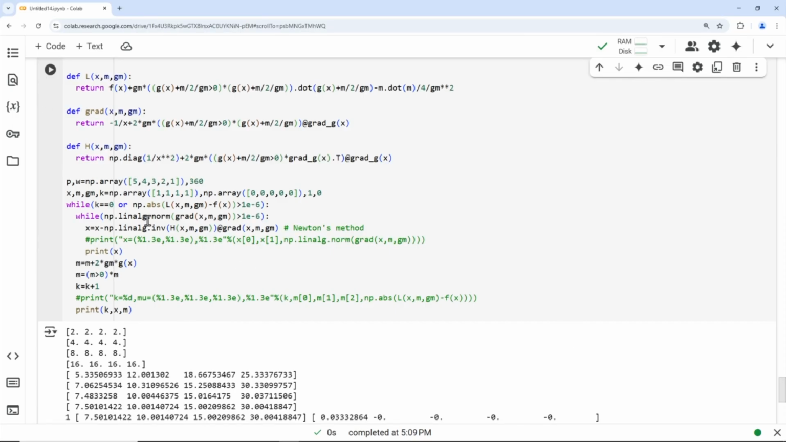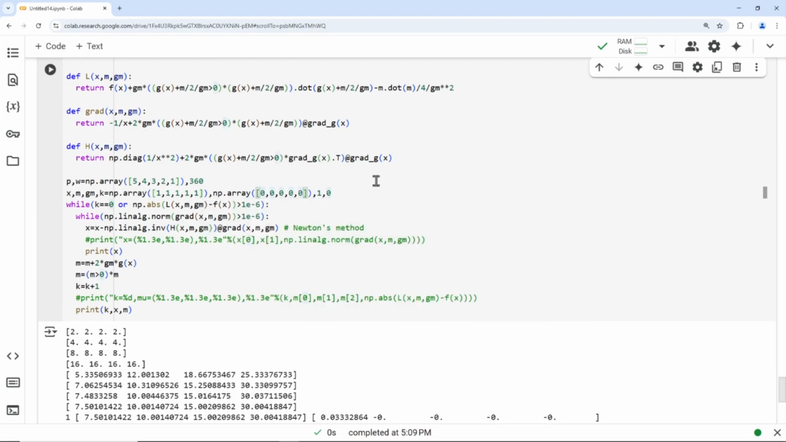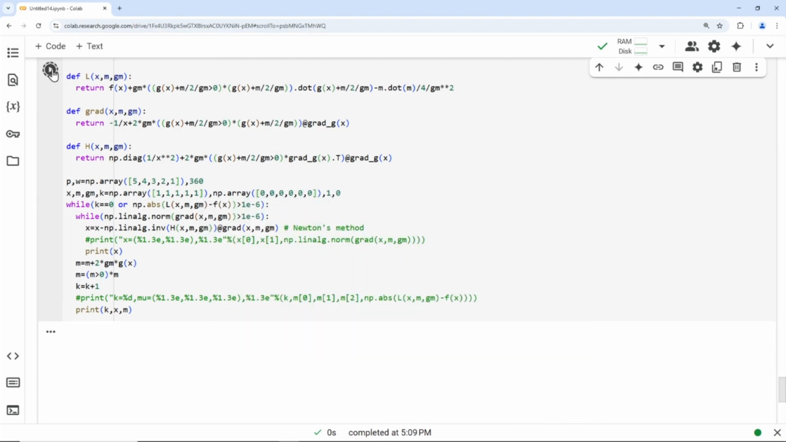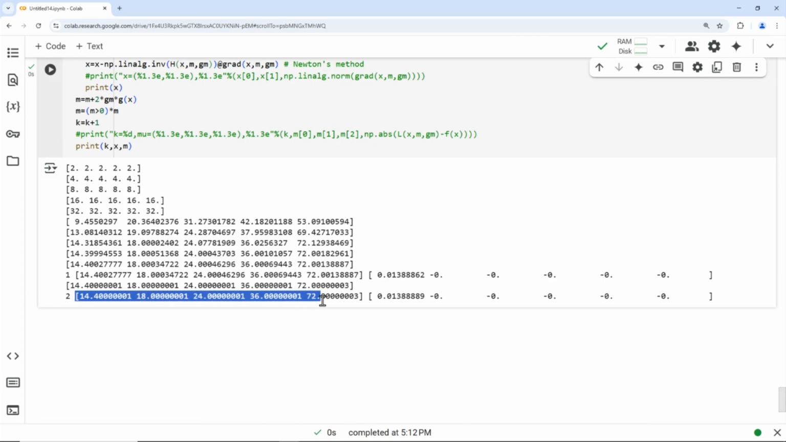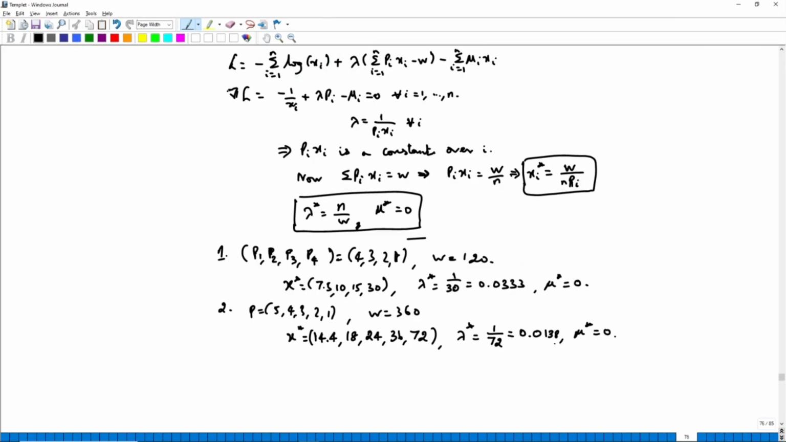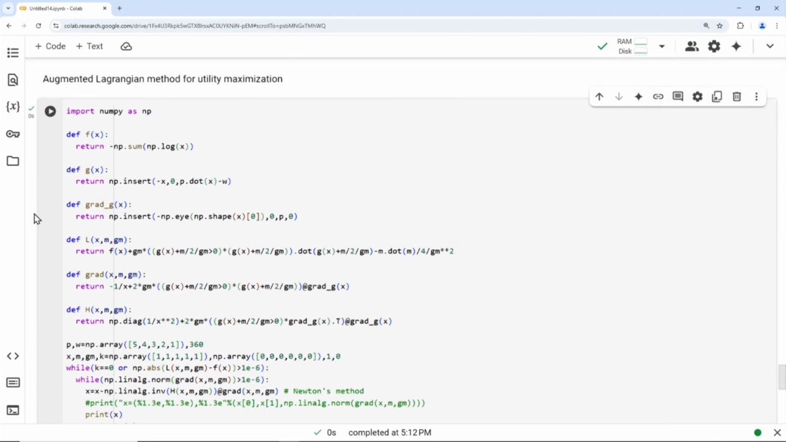Fine, but now I have to modify this as well. X, the starting point, is 5 ones and mu is 6 zeros. So let's check if it works. Okay, so you have the answer here: 14.4, 18, 24, 36 and 72, and this is 0.0138, which I think I computed as such. So here again we are getting the answer.